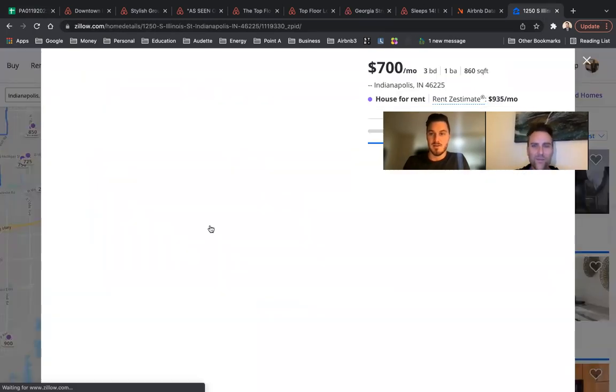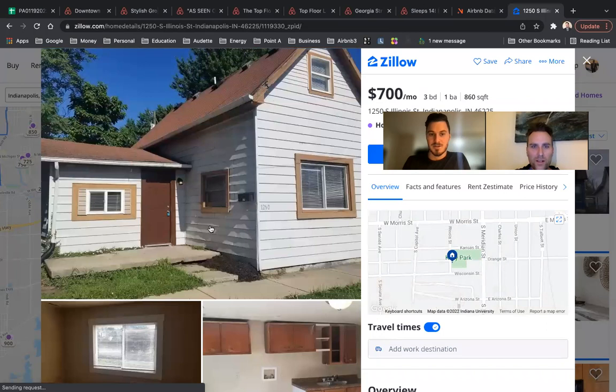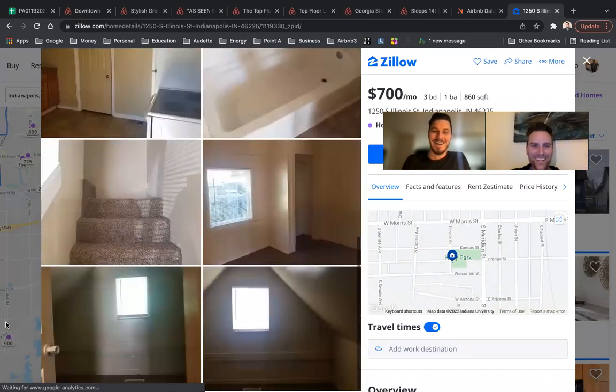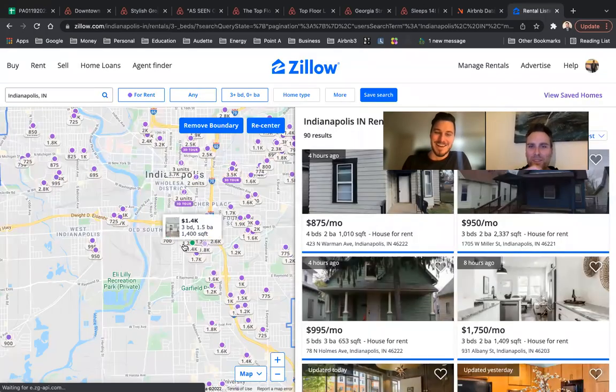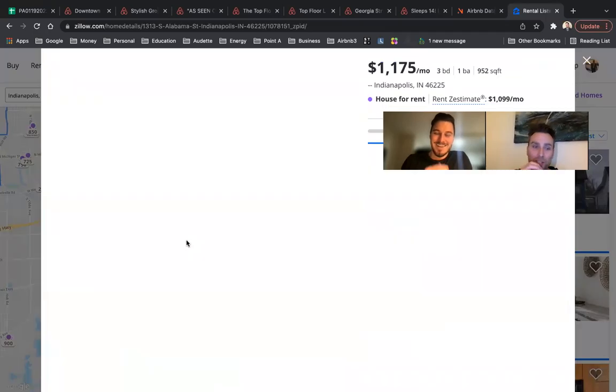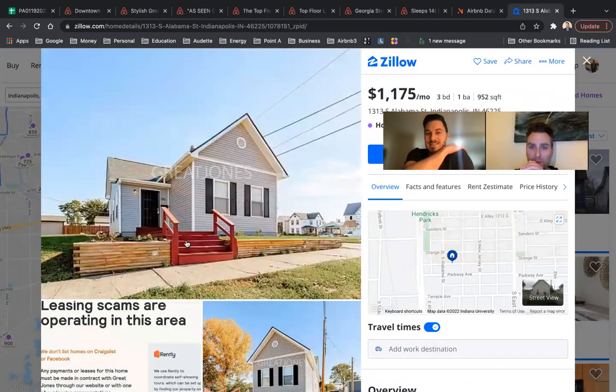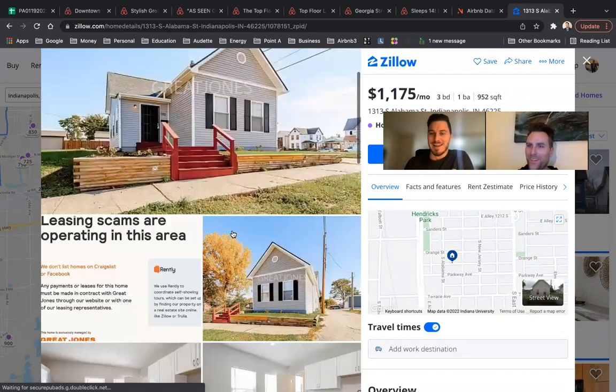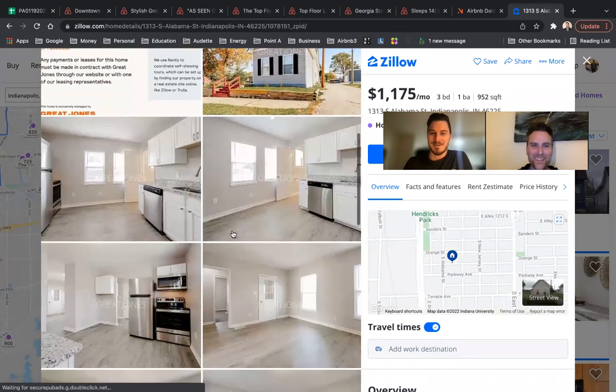This one's going for 700. Geez. I'm sure it's not too nice, but 700, can't beat that. Yeah, that's cheap. I pay more than that for a tiny little apartment that I live in in Canada. Canada's real estate is messed up, man.